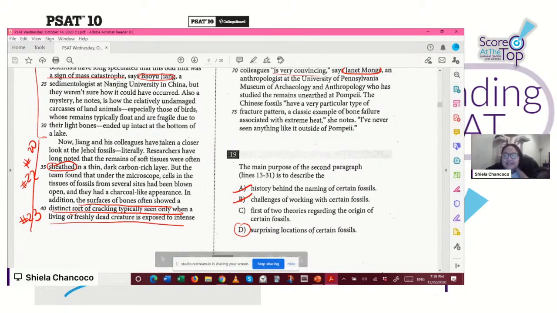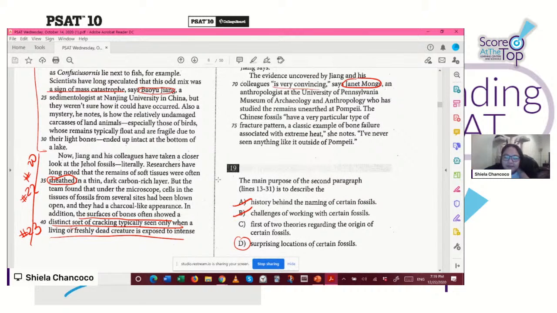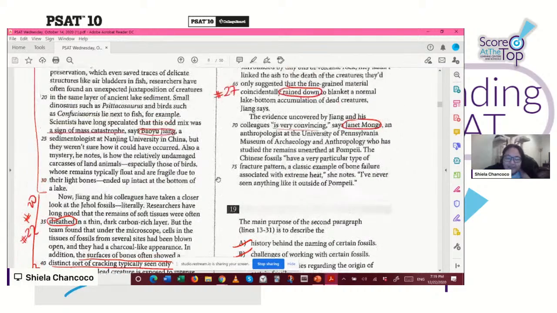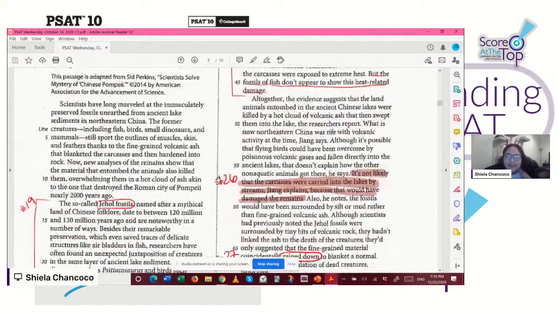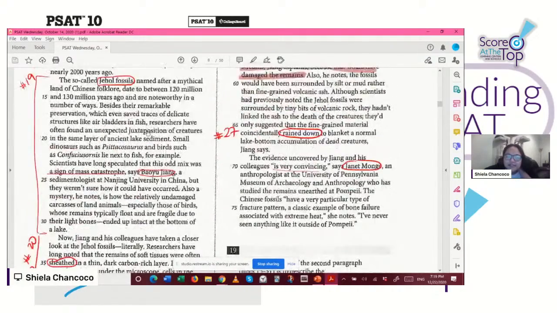So 19. 19, the main purpose of the second paragraph. Okay, so this one's a purpose, and they told you where to go. So more than likely, I probably would do this one first, right? Because it's easy enough, and they tell you where it is. It's not what is the main idea of the whole passage. It's not really that. They're telling you the purpose. So number 19 is here, right?